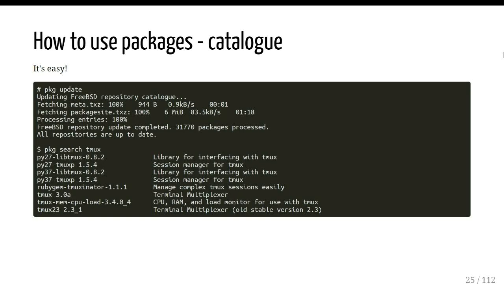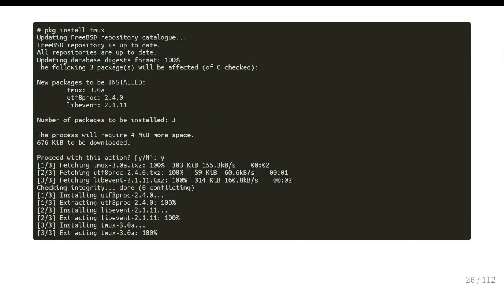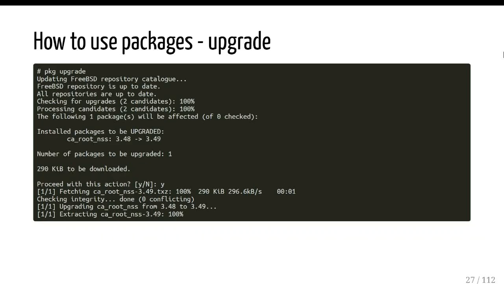So I want to start how to use ports with how to use packages. It's easy. You just do a package update to download the catalog of the 30-something thousand. This is saying there's 31,770 packages downloaded there, as you can see. And then you can do a package search for your favorite package. And once you find the one you're looking for, you just do a package install, and it'll pull it down and install it really quickly. So that's how you should use packages.